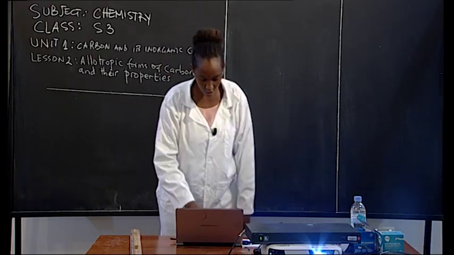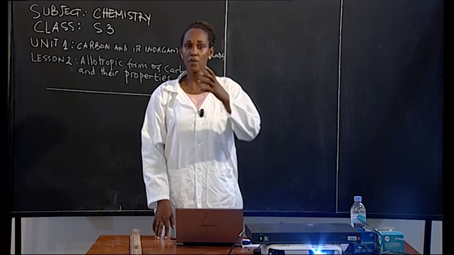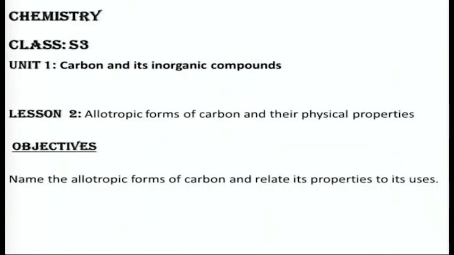That is lesson 2. But under this, you remember we have to look at the allotropic forms of carbon and their physical properties. So the objective is that we shall be able to name the allotropic forms of carbon and relate their properties to their uses. All right? So we are continuing with the lesson.